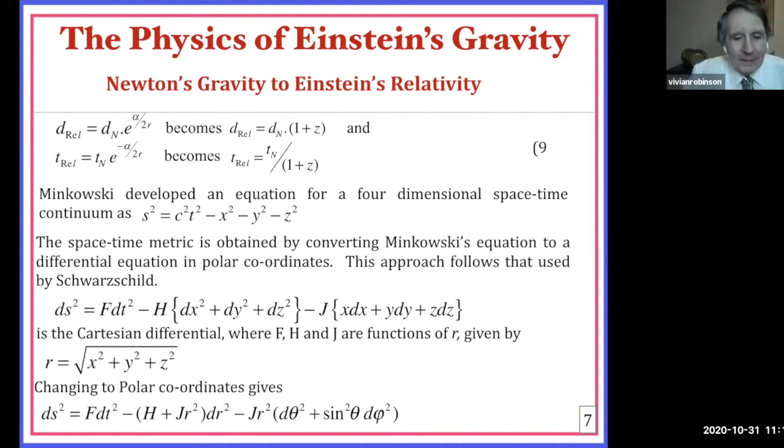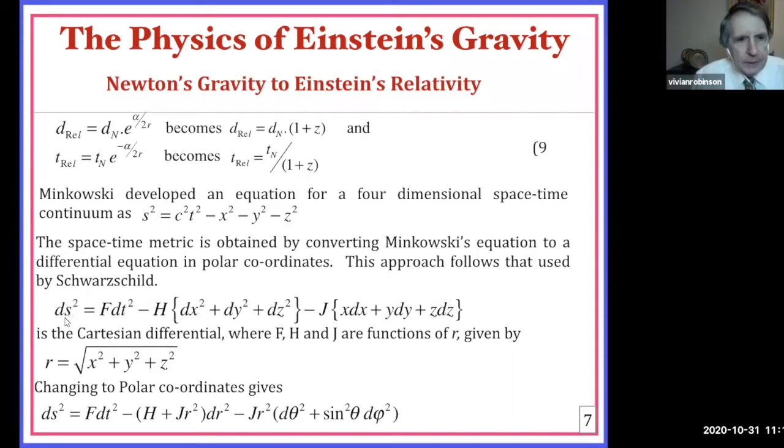So Minkowski developed an equation for the four-dimensional space-time continuum as s squared equals c squared t squared minus x squared minus y squared minus z squared. From then on, it is a matter of converting that into a differential form that also involves the transfer from Cartesian to polar coordinates. Look, it's been done so many times, it's virtually a standard mathematical lookup formalism. But to help understand it, I will follow the procedure used by Schwarzschild.